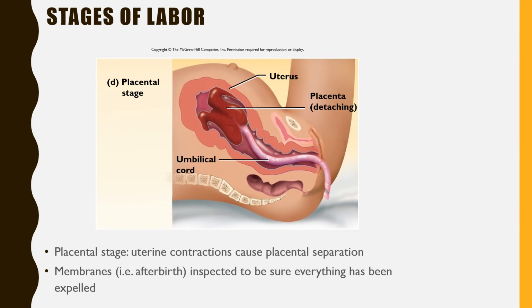The last stage is called the placental stage. This is where uterine contractions will continue even though the baby has been expelled, because they're trying to separate the placenta from the uterine lining. And so that's what you see in the cartoon now, where the uterus continues to contract and the placenta is coming off the wall there. So this is the placenta plus any of the membranes, and so all that should be expelled. All right. So this is commonly referred to as the afterbirth, and it's inspected. So the placenta is collected and inspected to be sure everything has been expelled appropriately.